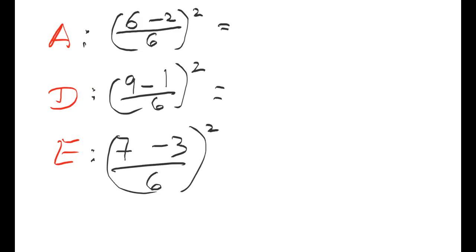So we can work that out now. For A, it is 6 minus 2, which is 4. So 4 divided by 6, it's 0.66, whatever. So I'm going to find the square root of that. So let me do that again.